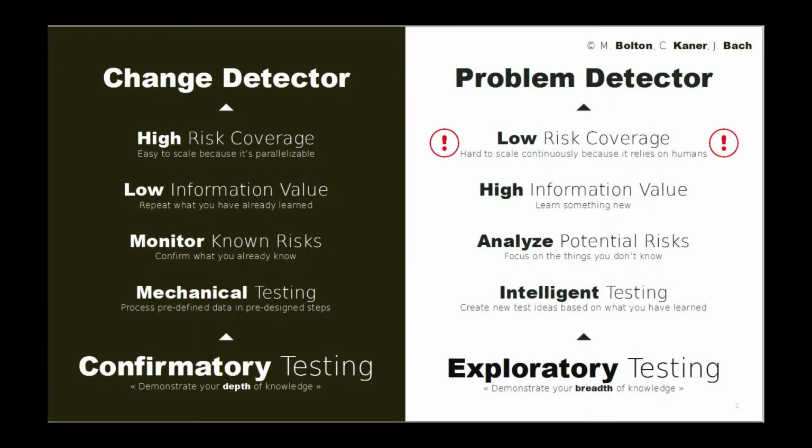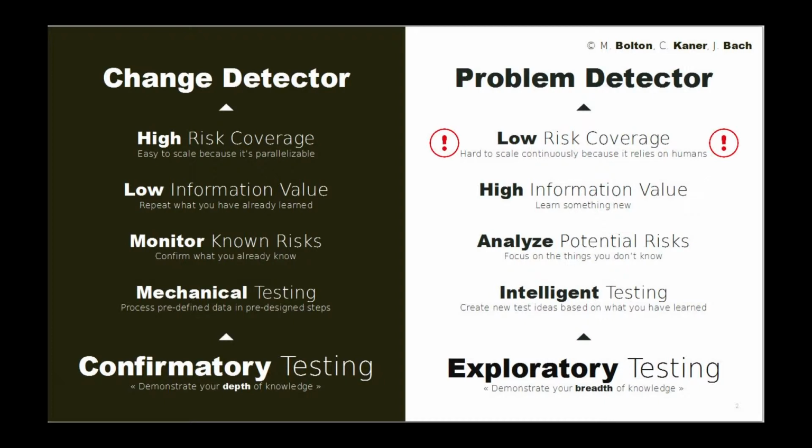Versus here, it is intelligent testing. People learn, and from experience, they can identify new test objectives or new test ideas. Furthermore, by that, they can analyze potential risk, not just known risk, as we would have with standard manual testing or automated testing. This, in the end, will lead to low information value for manual or automated testing, but high risk coverage, because we monitor known risk. Versus high information value here: we learn new things all the time while doing exploratory testing. We explore the field of our software.